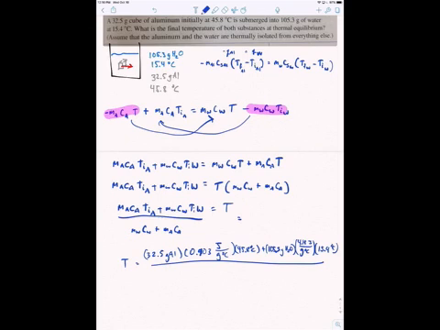mass of water, heat capacity of water, 105.3 grams water times 4.18 joules per gram degree Celsius, plus the mass of the aluminum, 32.5 grams aluminum, heat capacity of aluminum, 0.903 joules per gram degree Celsius. Okay.